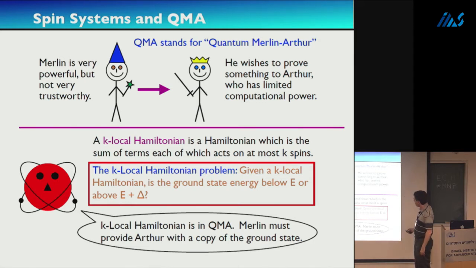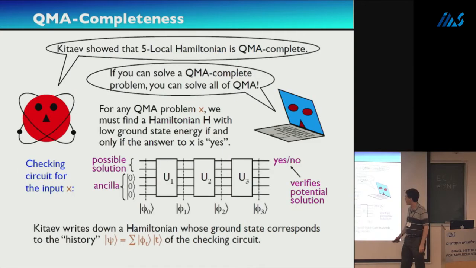So I've shown that this problem is in QMA, but actually it turns out it's QMA-complete. That was shown by Kitaev. And how would you prove that? Again, we have to show that given any problem in QMA, we can convert it into an example of this 5-local Hamiltonian problem. The way that works is, we're given this problem in QMA, and the only thing we know about it is that it's in QMA.